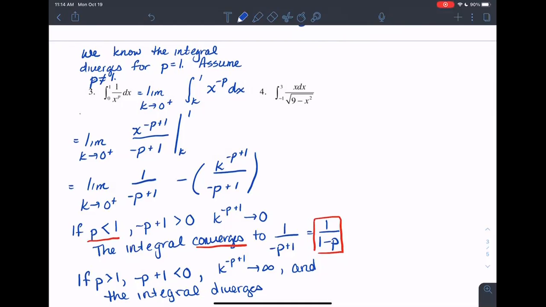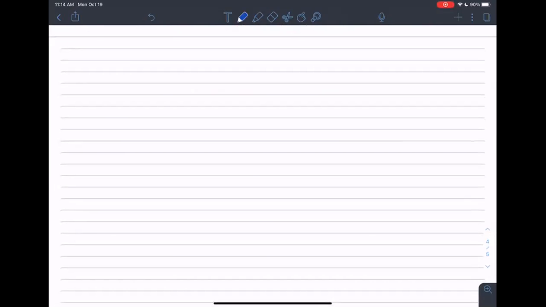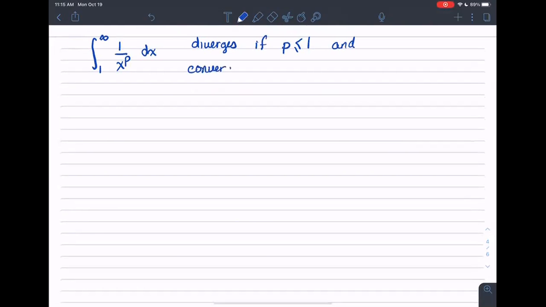So what we can pull together from this number 3 and the very first number 3 that we did is this. I'm going to actually jump to this next page. If we have integral 1 to infinity, 1 over x to the p dx, it is going to diverge if p is less than or equal to 1 and converges to 1 over p minus 1 if p is greater than 1.